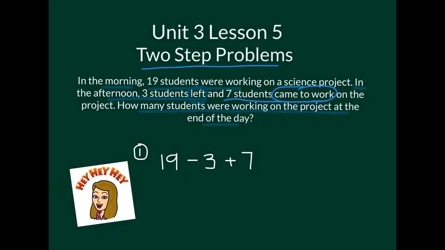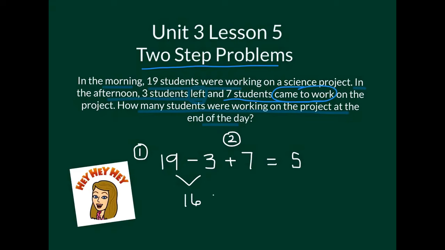So now I recognize that I've pulled out all of my parts. Part 1 here is subtracting the 3 students who left. Part 2 is then adding the 7 students who came to work on the project. So let's go ahead and get started solving. In order to find, I'll put S for how many students are working at the end of the day as my variable. First, we'll do 19 minus 3, which gives me 16.